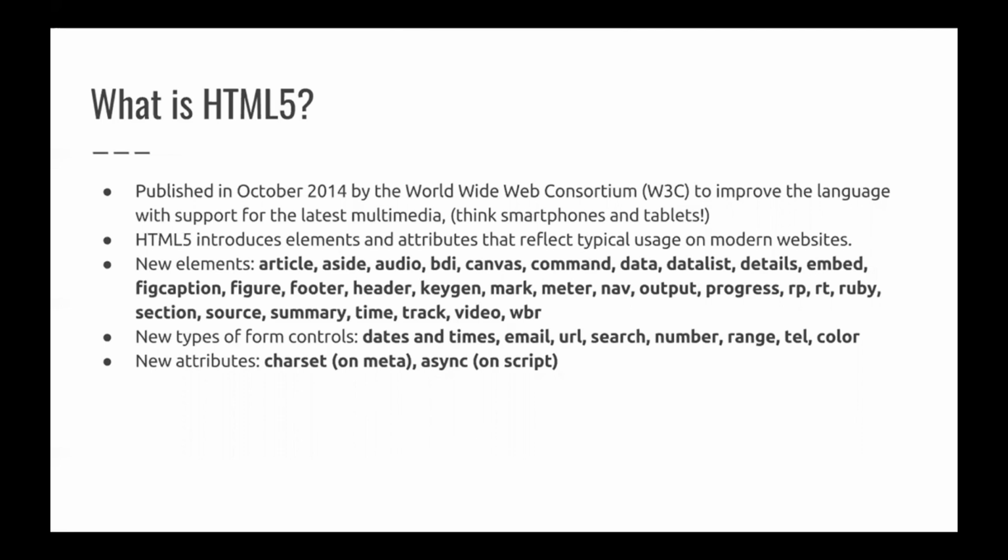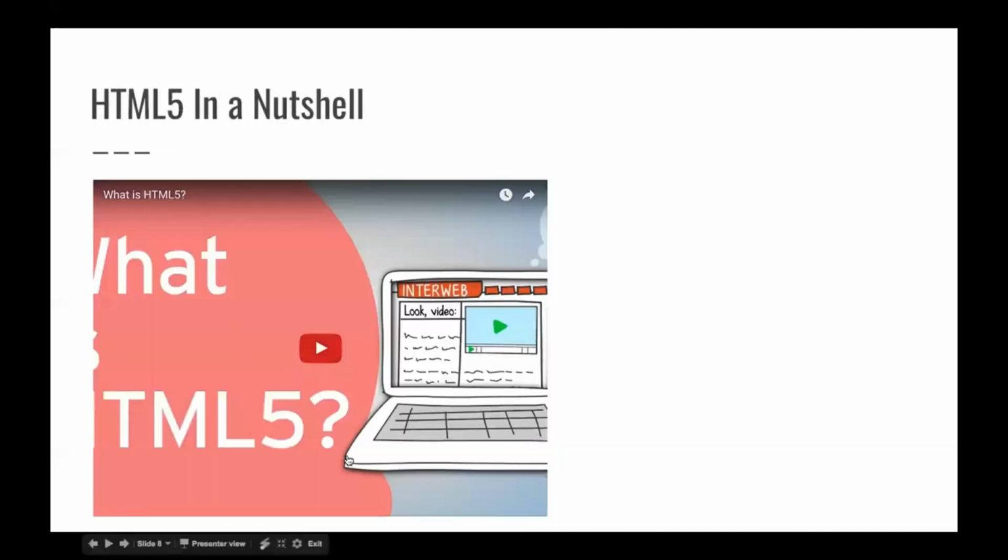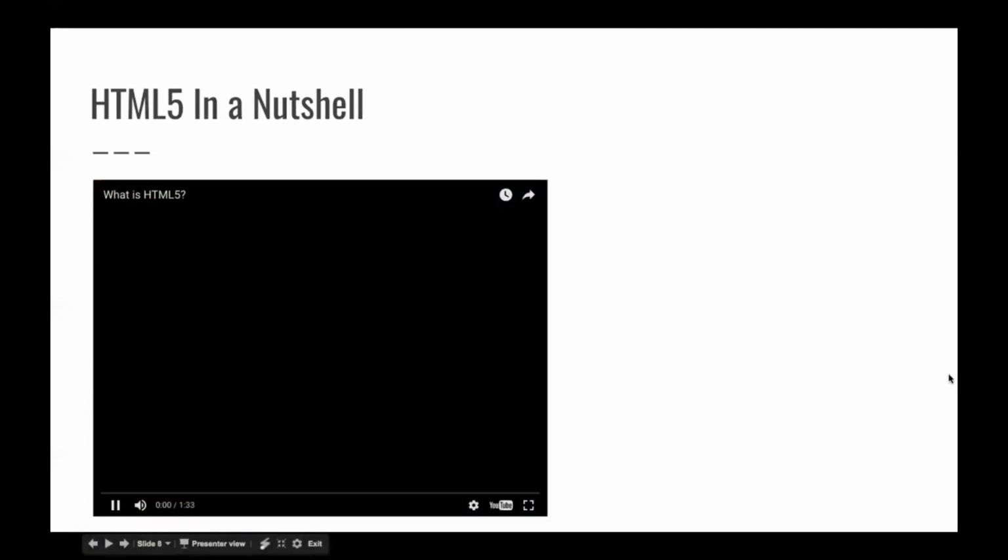And then you have new types of form controls like dates and times, email, URL, search, number, range, tel for telephone, color, and then new attributes, character set, or async. Not too much that you need to worry about, but it's good to know that HTML5 is different. It's good to have some information on what it is that you're doing. So I have a quick little video I'm going to play that kind of explains HTML5 in a nutshell.